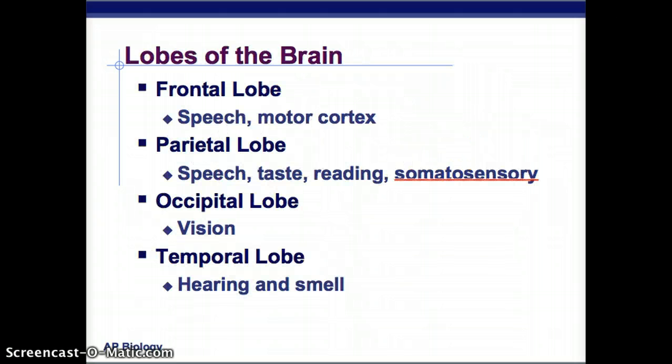Alright, so lobes of the brain. The frontal lobe controls speech and the motor cortex. The parietal lobe, speech, taste, reading, and somatosensory. The occipital lobe controls vision, and the temporal lobe is hearing and smell. So those are your simple breakdowns.